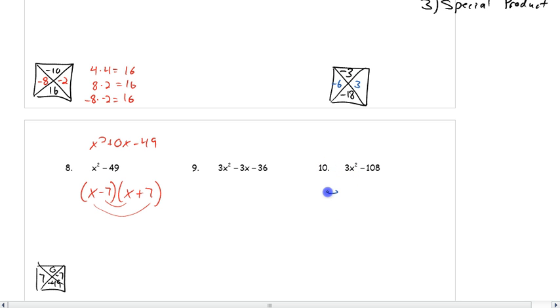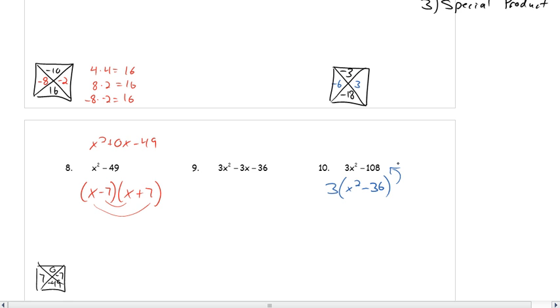GCF, yes, there is one in this case. So pull out a 3, so 3, and if we had times x squared in there, that would give us back 3x squared, minus 36. Okay, you're thinking of what number? 108 divided by 3 gives me negative 36. If I multiply this back out, I'd get back to here. Remember, you're kind of unwrapping this problem.